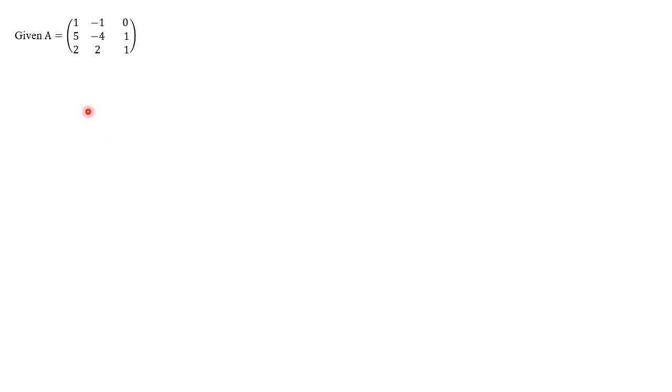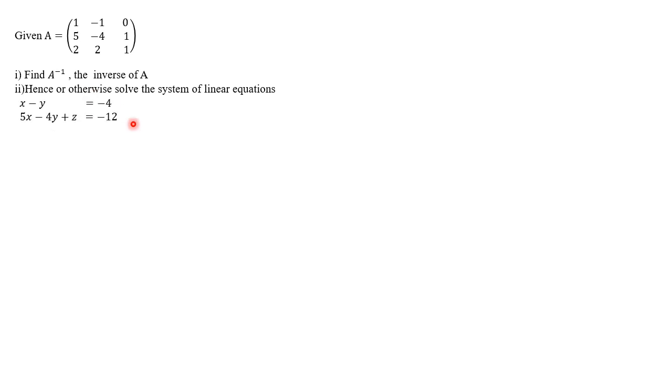All right, so our next example, given that A is equal to this matrix, the first item says find the inverse of A, hence or otherwise solve the systems of linear equations here, right? So we need to find the inverse of A and solve these systems of linear equations. It's very simple.